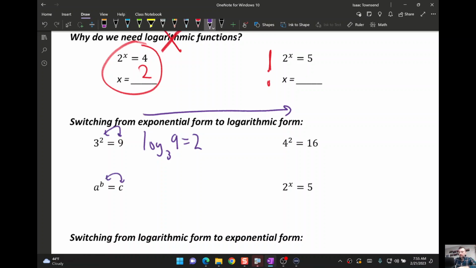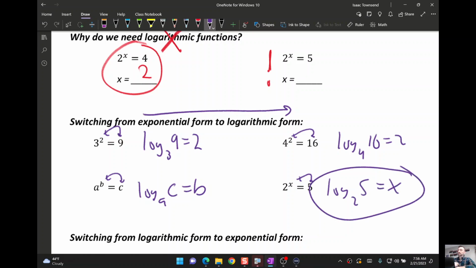Okay, to do that here, I would need to switch B and C to make it logarithmic form. Over here, I would need to switch 16 and 2 to make it logarithmic form. And over here, notice this is the question up here. If I move this from exponential form to logarithmic form, it is now solved because we know what x equals. The exact answer to that would be log base 2 of 5.